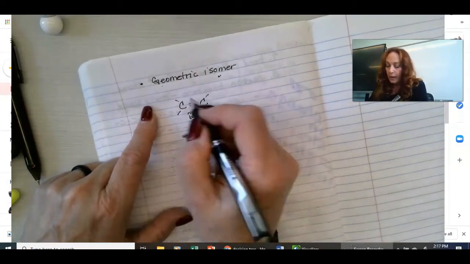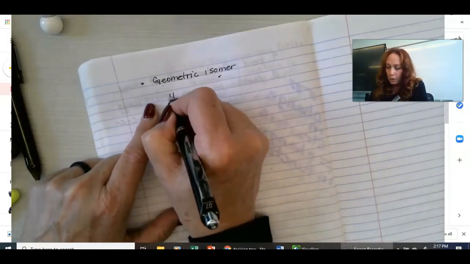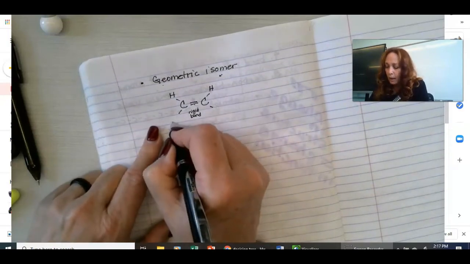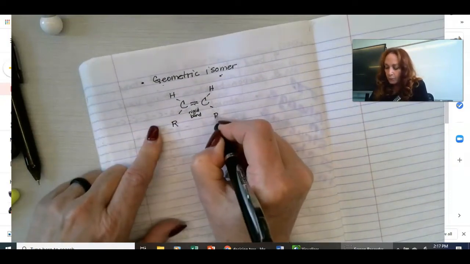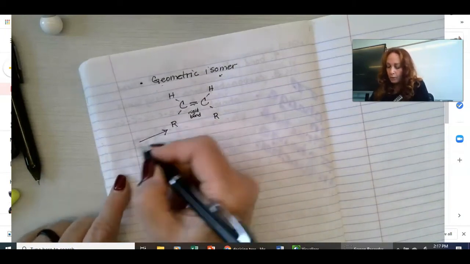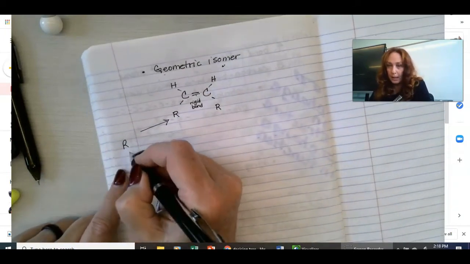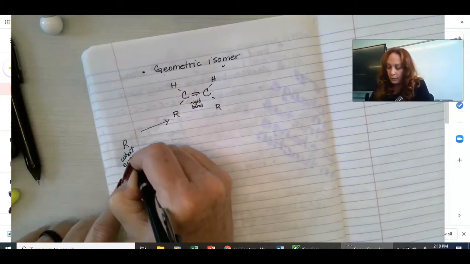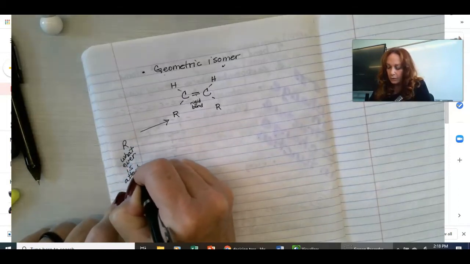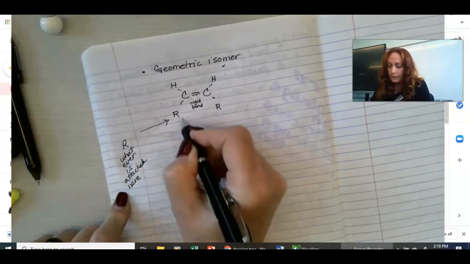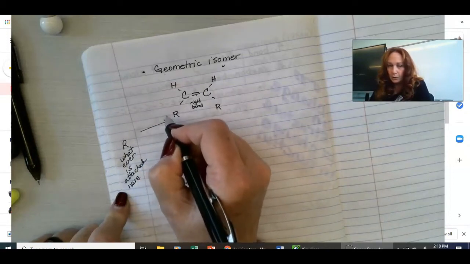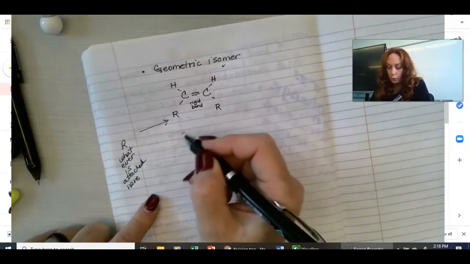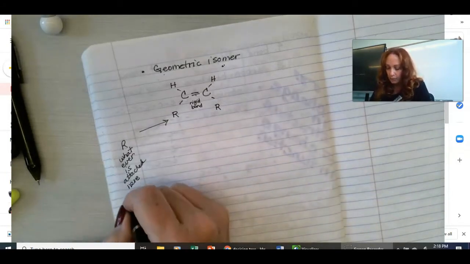So if you have, let's just say your hydrogens are both on the same side, and then you've got what's called R groups. R is just a shortcut way to say whatever is attached here. So some group is attached here. We call it an R group because we don't know what it is. Some group, variable group, is what this is technically called.